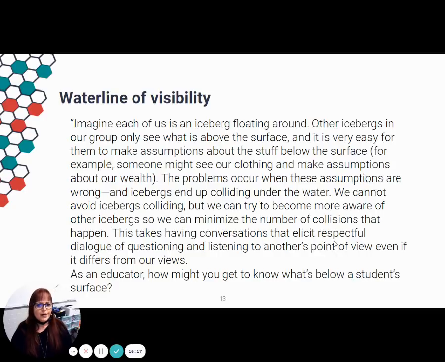We cannot avoid icebergs colliding, but we can try to become more aware of other icebergs so we can minimize the number of collisions that happen. This takes having conversations that elicit a respectful dialogue of questioning and listening to another's point of view, even if it differs from our views. As an educator, how might you get to know what's below a student's surface?